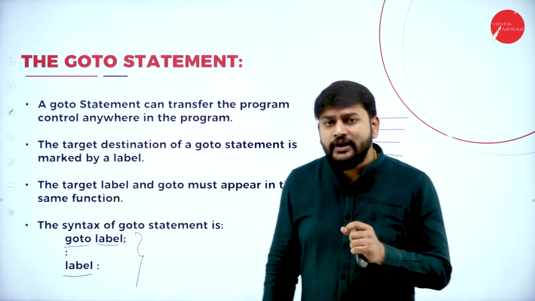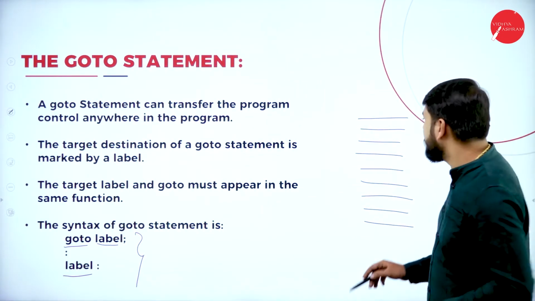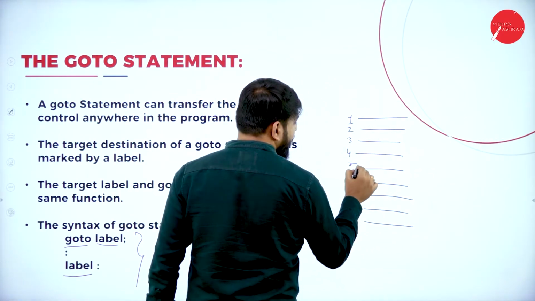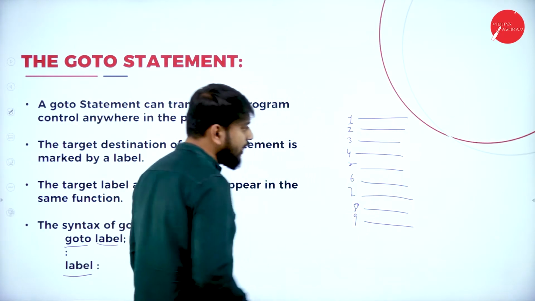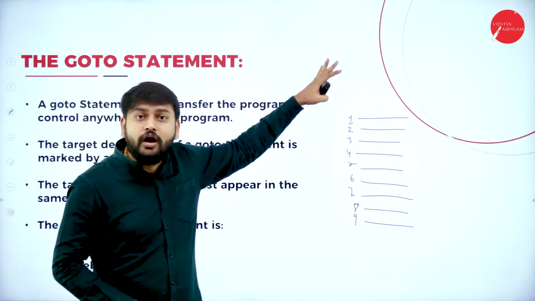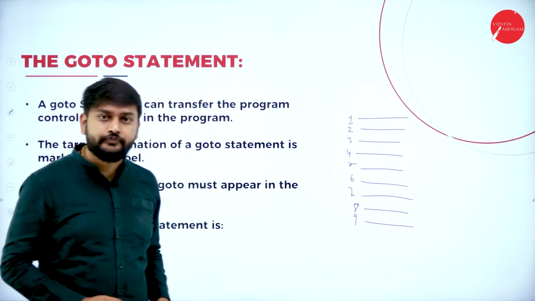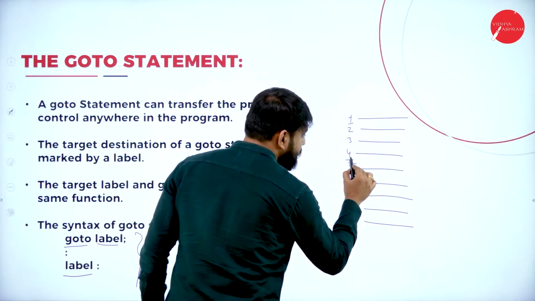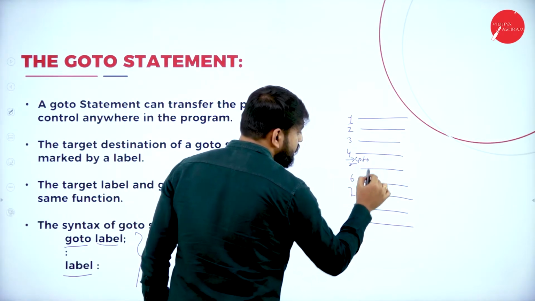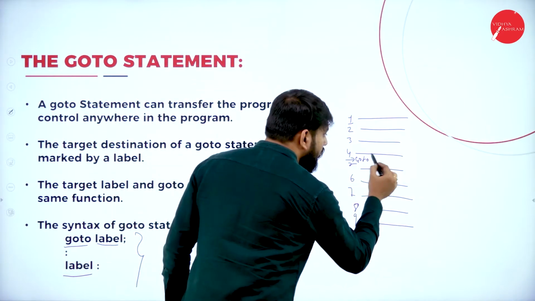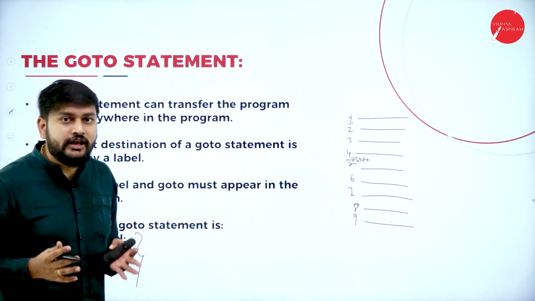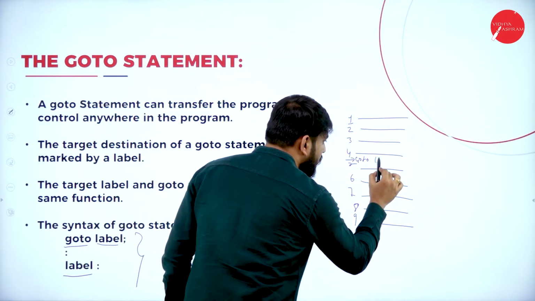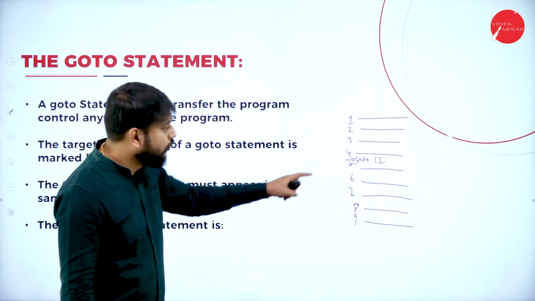How exactly is this goto working? Say, for example, I have line numbers 1, 2, 3, 4, 5, 6, 7, 8, 9. Like this, I have the lines sequentially. Now I will insert a goto statement here in between. Goto, and then a label. Label in the sense you can give the name, whatever you want. Let me just take L1. Goto L1.